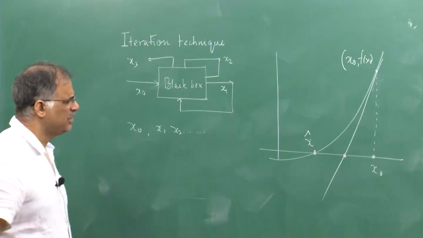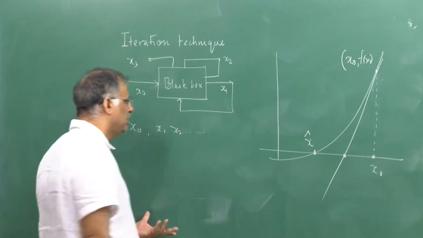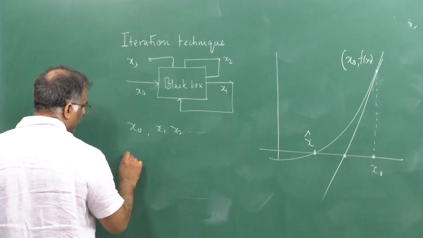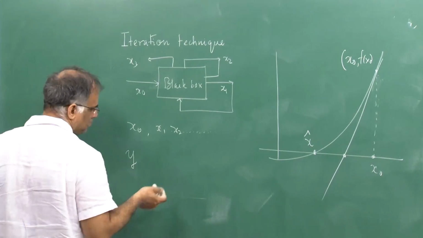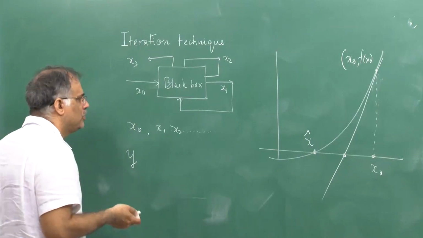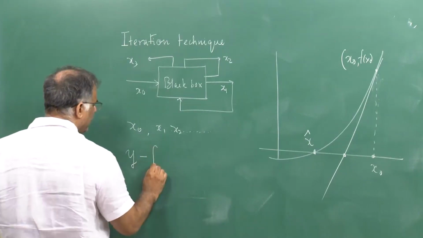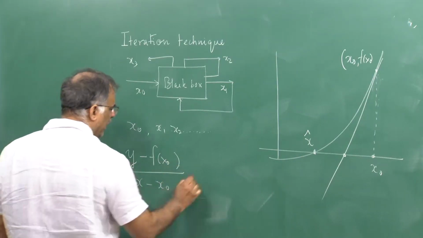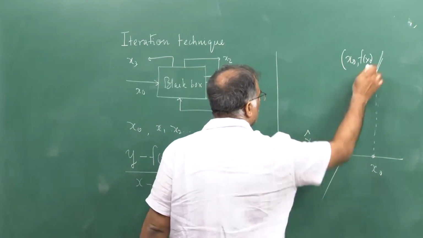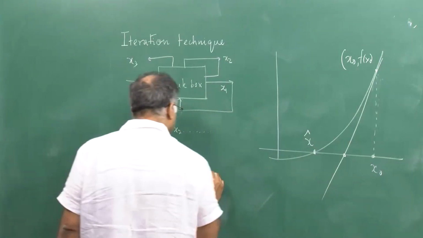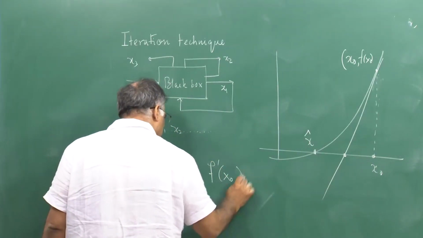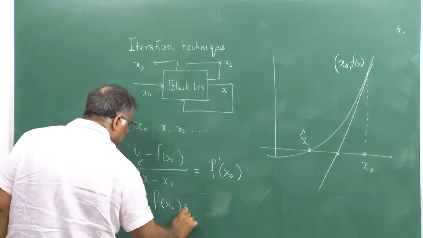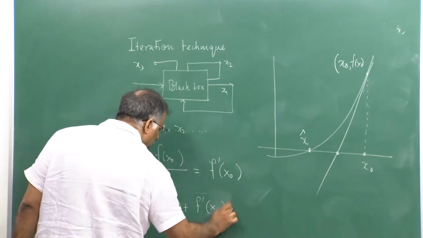So, what is the equation of the tangent? Take any point (x, y) on the tangent. So, the tangent line is given as y equal to, very simple, we have to find the slope. The slope is (y minus f(x0)) by (x minus x0), and what is the slope of the tangent passing through (x0, f(x0))? It is nothing but the derivative at x0. So, y is equal to f(x0) plus f'(x0) into (x minus x0).